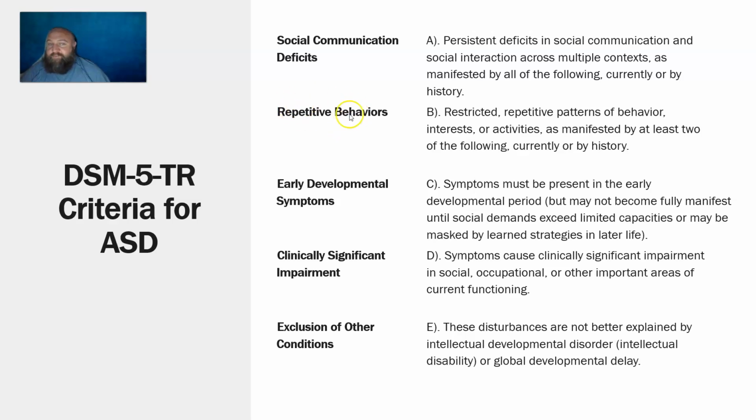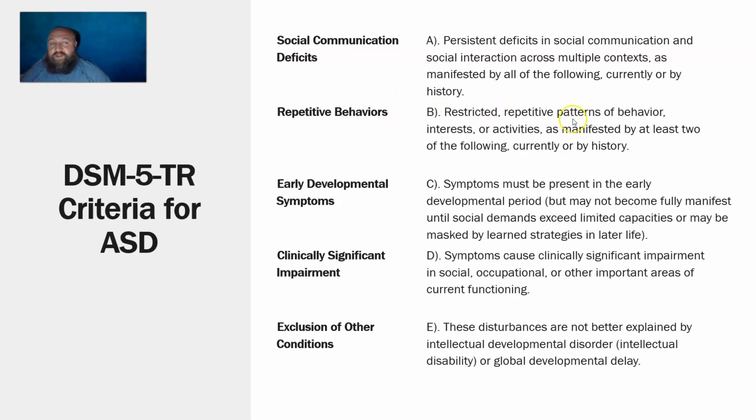Next criterion, B, repetitive behaviors. So it involves restricted, repetitive patterns of behavior, interest, or activities as manifested by at least two of the following. Currently or by history. And again, currently or by history means currently you're doing this. I can see it. If I'm a clinician trying to diagnose you, I can see you doing it right now. By history, typically the way this works is somebody saying, oh yeah, it started way back when they were 3, 4, 5, all the way in childhood, or the person talking about how they were like this. Because again, remember, for a diagnosis of ASD to be made, it had to have started in childhood.